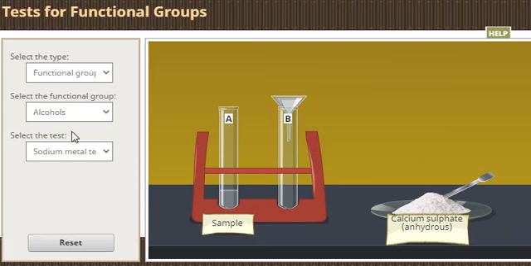Now the first test for the alcohol is the sodium metal test. This is the functional group test. We are doing the functional group test for the alcohol, and the first test for the alcohol is the sodium metal test. Now we have two test tubes. This is test tube A and this one is test tube B.